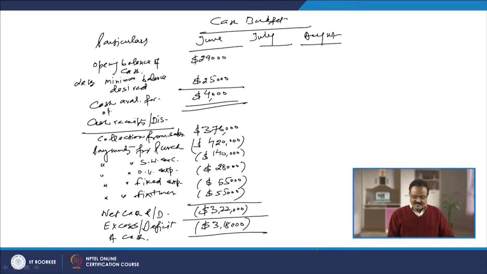In this balance we used the $4,000 which is available for the current operations, so the deficit of cash comes down from $322,000 to $318,000. It means this much cash has to be arranged from some other source, because it will not be available internally in the organization. We have to arrange it from external sources, and we can understand that it will be arranged from the financing arrangement.